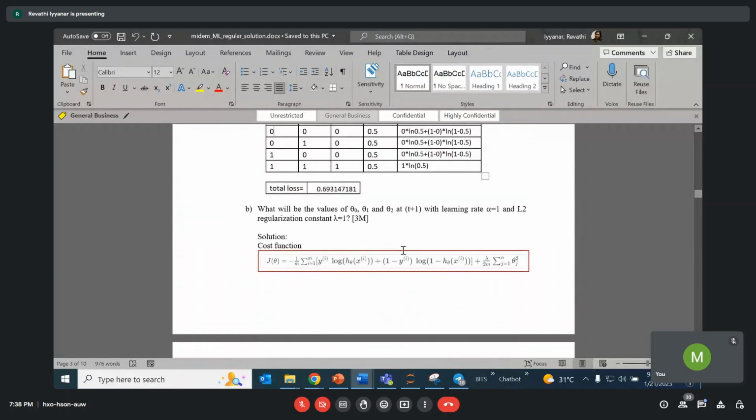But they asked us to calculate using L2 regularization in the next iteration. The alpha is 1 and the L2 regularization constant is 1. So the last term is added, no?